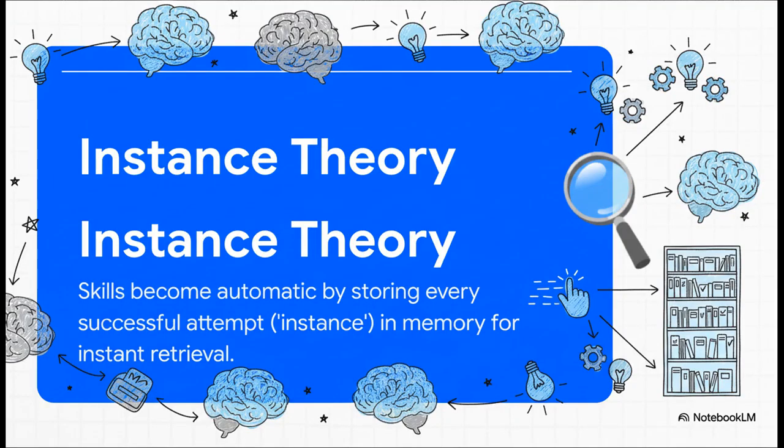So here's the big idea. It says that we don't get faster at something by just strengthening some vague, general rule in our head. No, what's really happening is that every single time you do something successfully, whether it's solving a simple math problem or hitting the right key on the keyboard, your brain basically takes a snapshot. It stores that specific action and its result as something called an instance. So getting skilled at something, it's really just your brain building up a huge library of these snapshots and getting lightning fast at pulling out the right one when it needs it.